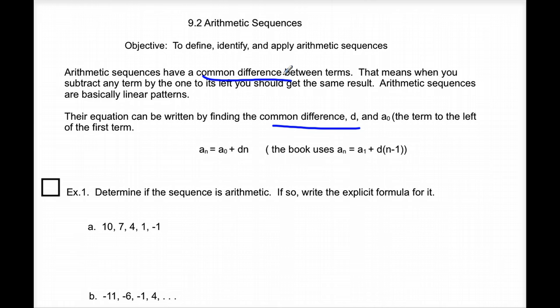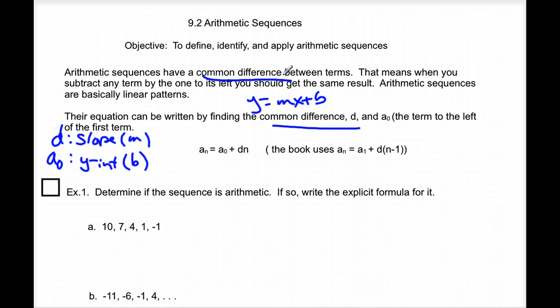So D, common difference, that basically goes hand in hand with slope from the past. So slope, which was m. And then we're also going to need to know a sub 0. Now a sub 0, that's the 0 term, that's the term to the left of the first term. So that's essentially the y-intercept in our old y equals mx plus b equation. Well, instead of y equals mx plus b, this is what we have right here: a sub n equals a0 plus dn.